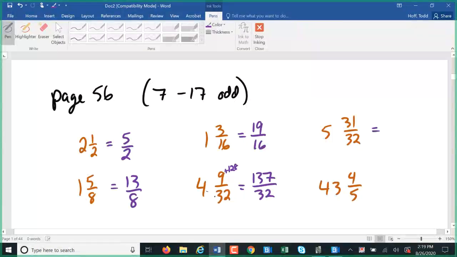5 31/32 becomes 191/32, because 5 times 32 is 160, plus 31 is 191. And 43 4/5 becomes 219/5. 219, good. 43 times 5 is 215, plus the 4 is 219.